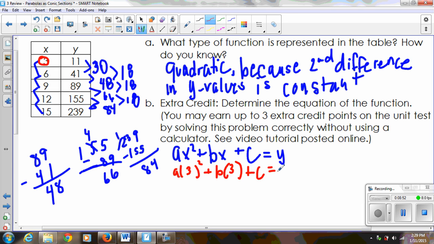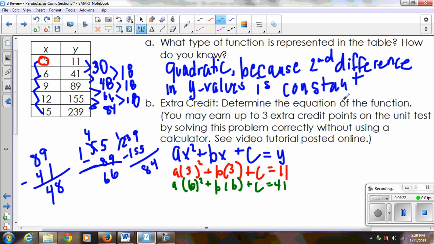And I know when I plug 3 in, I must get an 11 out. And so I can do that with the next piece of information. So, for instance, if I plug a 6 into this equation, I'm supposed to get a 41 out. So I'm going to write a second equation. Again, I'm still going to keep a, b, and c because I don't know those values. But I'm going to have a times 6 squared plus b times 6 plus c is equal to 41.